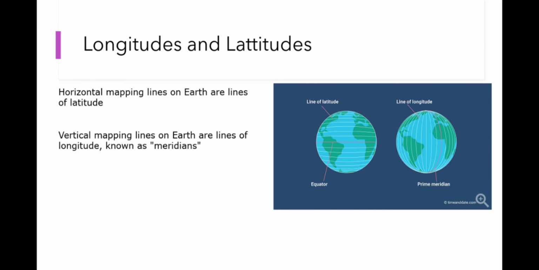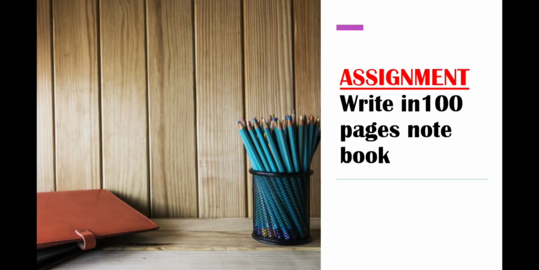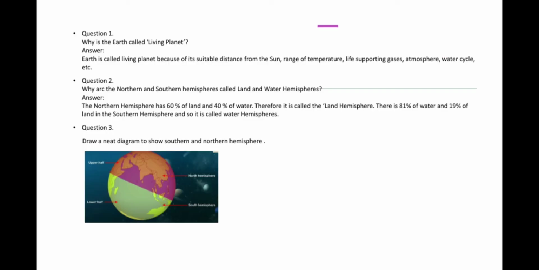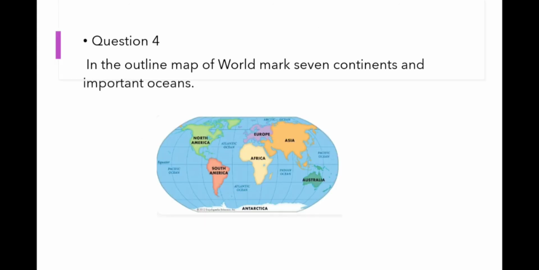Now let us go for the assignment. You will be writing in a 100 pages notebook. You have question 1. Why is Earth called a living planet? The second question. Third question, you will be drawing a diagram to show northern hemisphere and southern hemisphere. Then you will take an outline map of world and mark the 7 continents and important oceans.